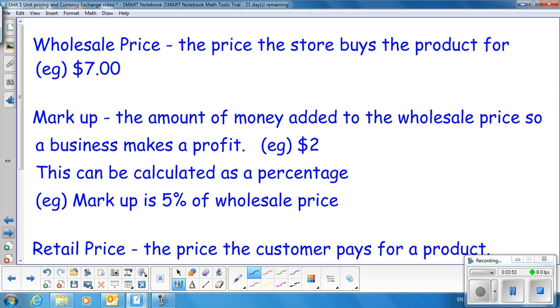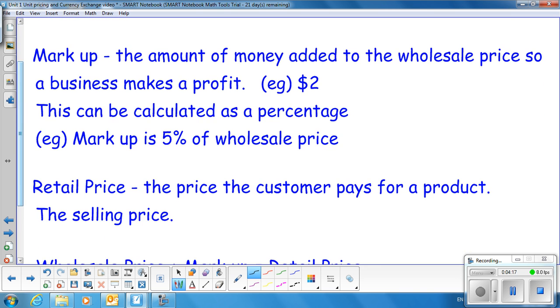Wholesale price is the price the store buys for the product, for example, $7. Markup is the amount of money added to the wholesale price so the business makes a profit. For example, they might mark an item up $2. This can be calculated as a percentage. Example, markup is 5% of the wholesale price.